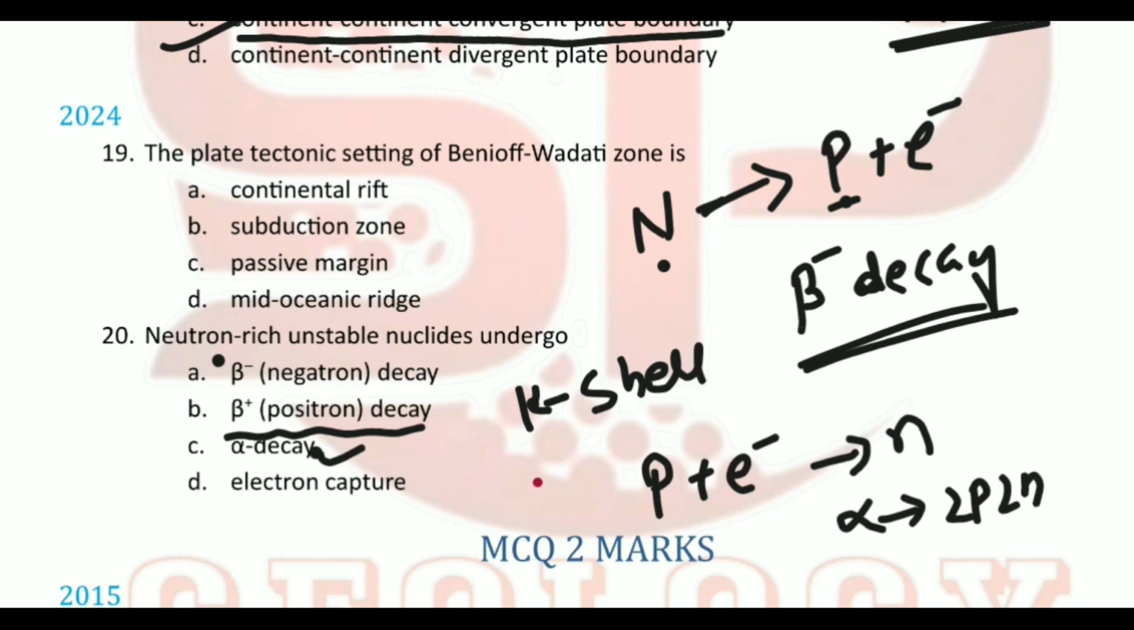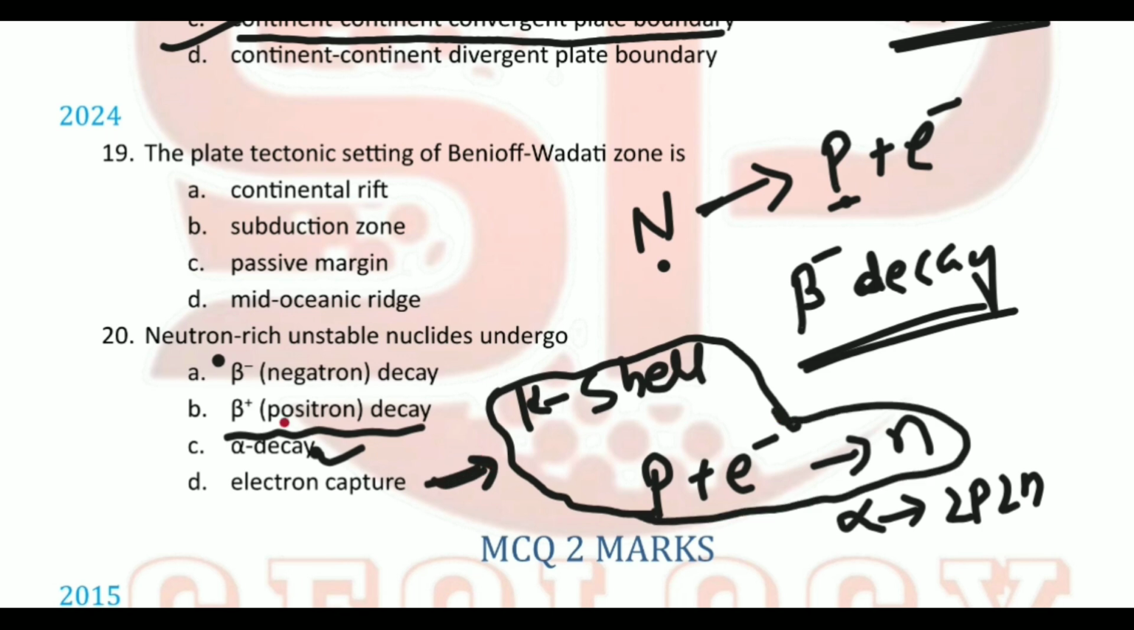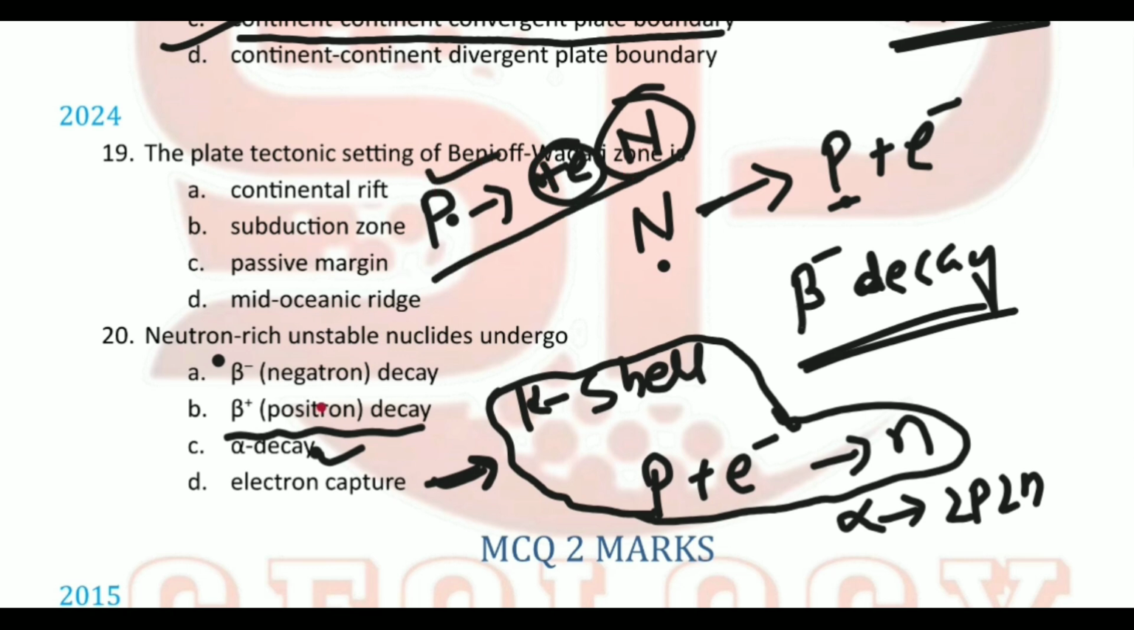Sorry, if the K shell receives an electron, that is electron capture. So it is called electron capture. Positron decay is where one proton loses its positive charge, and then it converts to a neutron. Proton is converting to a neutron by losing its positive charge. It is positron decay. And a proton will also convert to a neutron by absorbing one electron from the K shell.